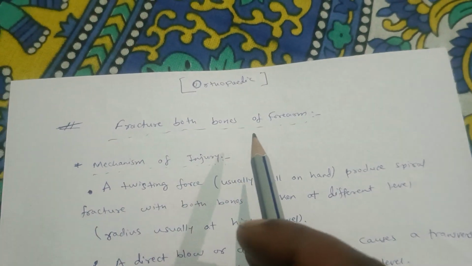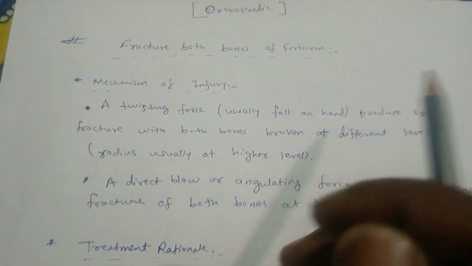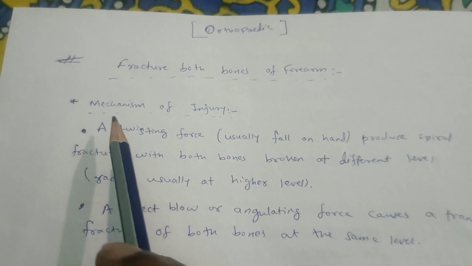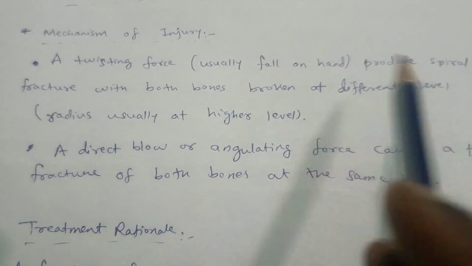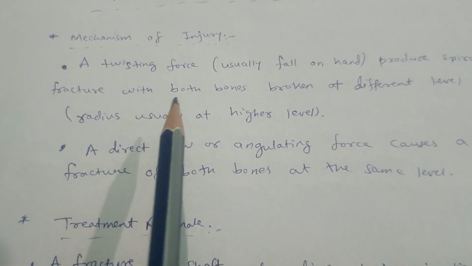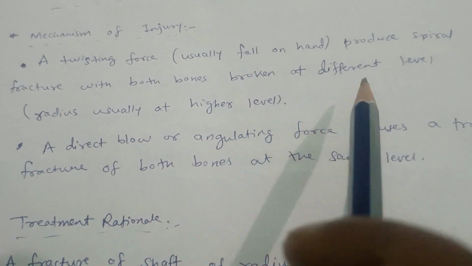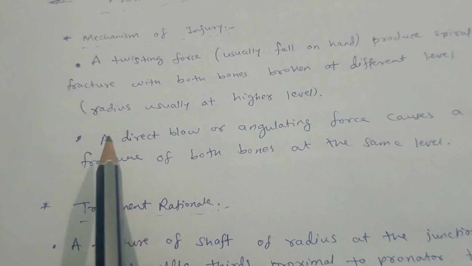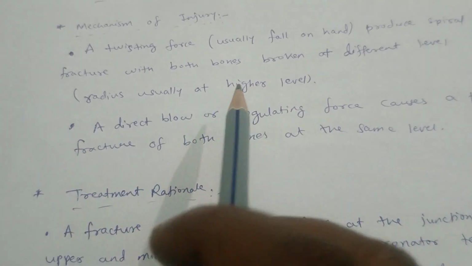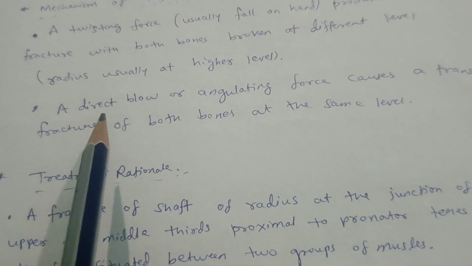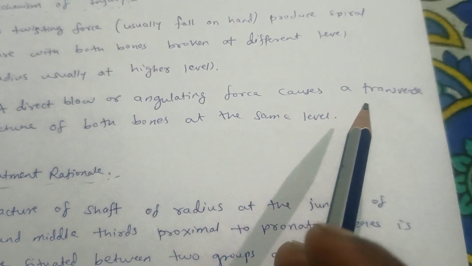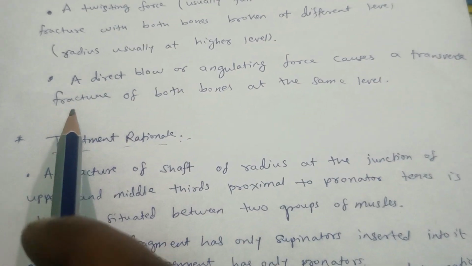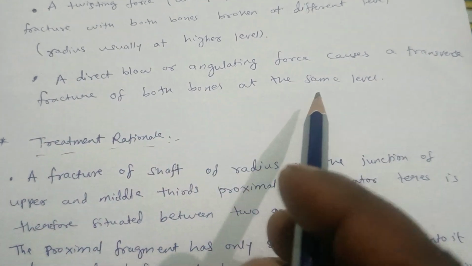Orthopaedics: fracture of both bones of the forearm. Mechanism of injury. A twisting force, usually a fall on the hand, produces a spiral fracture with both bones broken at different levels, the radius usually at the higher level. A direct blow or angulating force causes a transverse fracture of both bones at the same level.